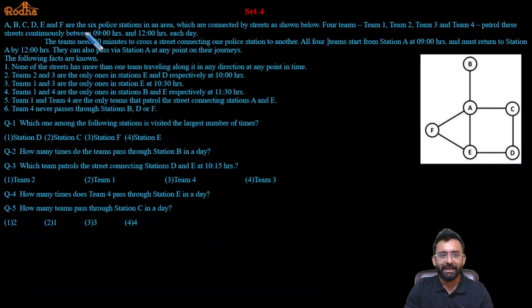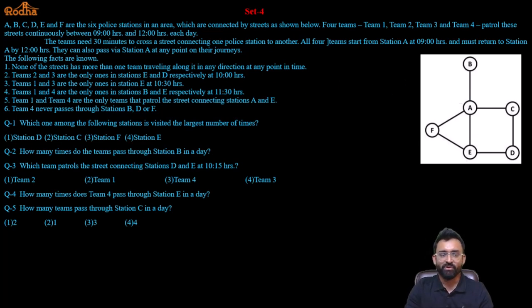A, B, C, D, E, F are 6 police stations in an area which are connected by streets as shown below. 4 teams, team 1, team 2, team 3, team 4, patrol these streets continuously between 9 hours and 12 hours each day. Again, it's basically a network. We have to manage the network and the data information given. In such a question, a lot of analysis and everything is required. So this is not probably the first set I'll start with.